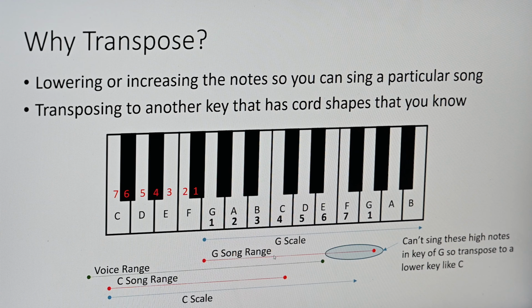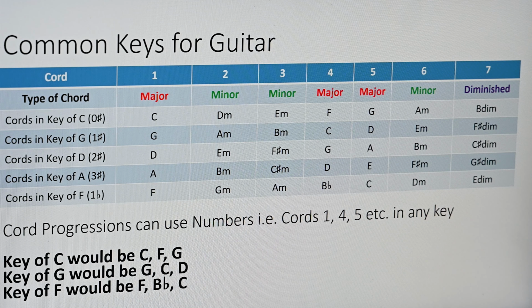A second reason for transposing would be that perhaps another key has chord shapes that we know. If we don't know the G chord shapes, or the F flat or the A sharp or some of these other keys, then we can transpose to a key in which we do know the chord shapes in order to play the song. So here are some common keys for the guitar: the chords of C, G, D, A, and F.